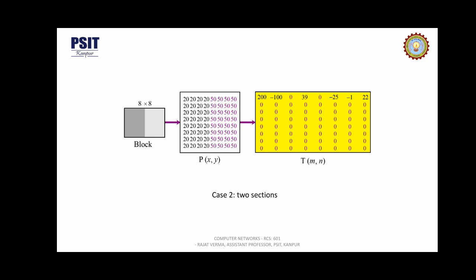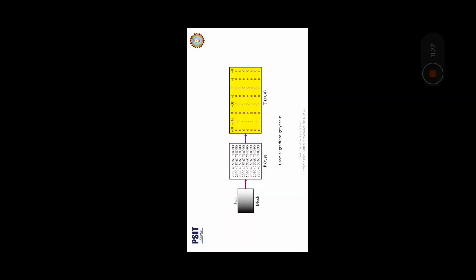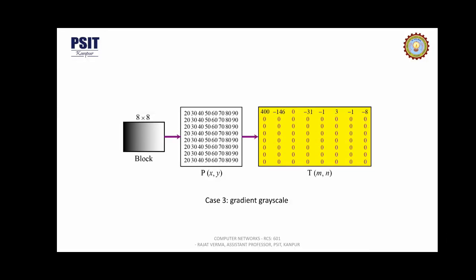Right. Now moving on to the third case, that of the gradient grayscale. In the third case, we have a block that changes gradually. That is, there is no sharp change between the values of neighboring pixels. When we do the transformation, we get a DC value with many non-zero AC values. Right.